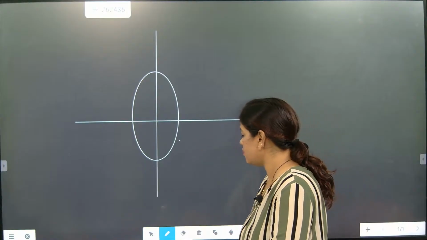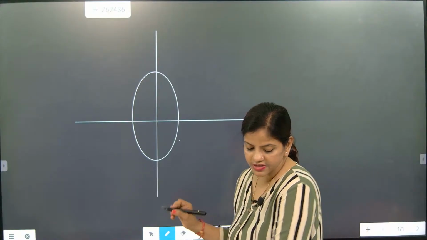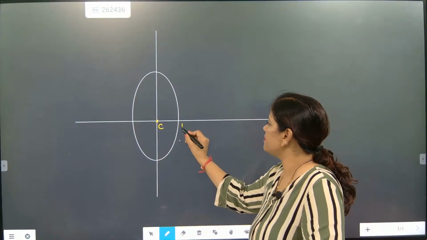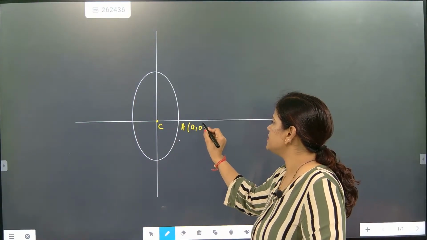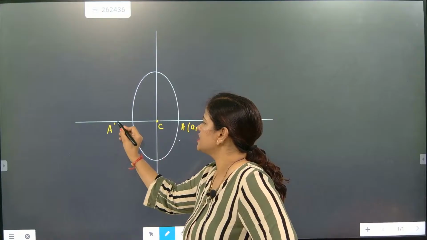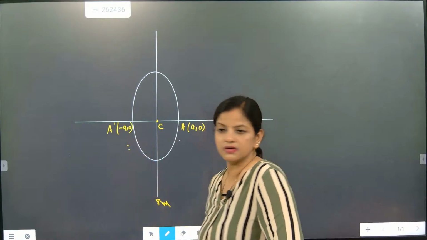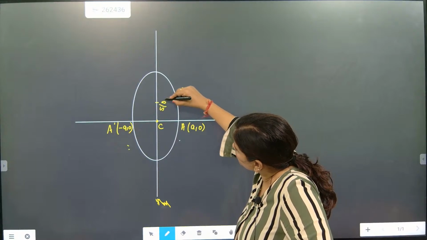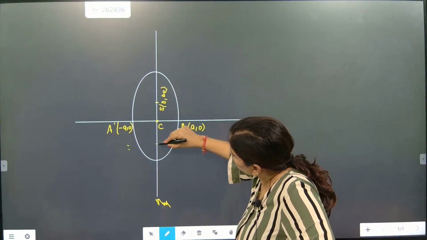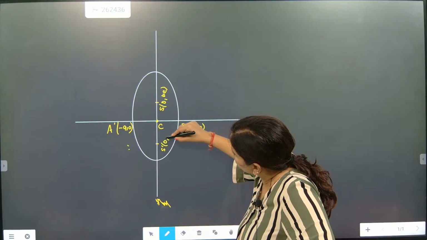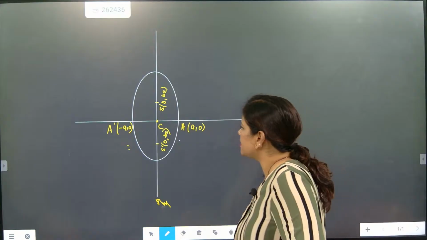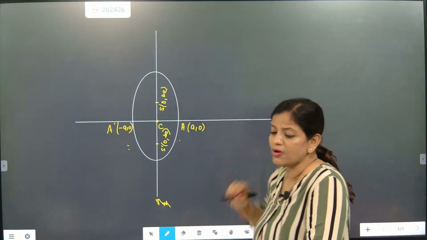So for this type, what things are there? The center remains the same, here again C. Now here this point will become A, this is A comma 0, and this will become A dash, this is minus A comma 0 beta. Then here the focus will come on this side. It will become 0 comma BE, and here the focus S dash will become 0 comma minus BE. Understood? So the focus shift is exactly coming.